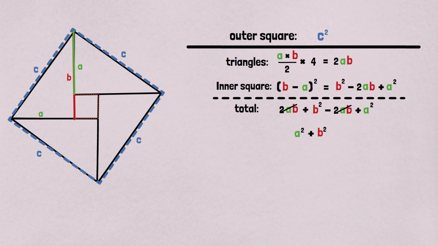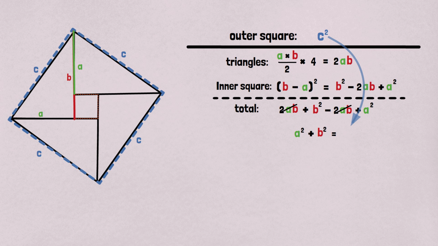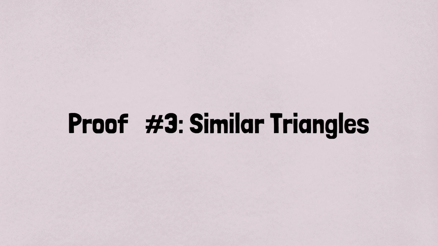So we've computed the same area 2 different ways. On one hand, we got a squared plus b squared. On the other hand, we got this c squared right here. So they are equal and we are done. Now, onto the third proof.